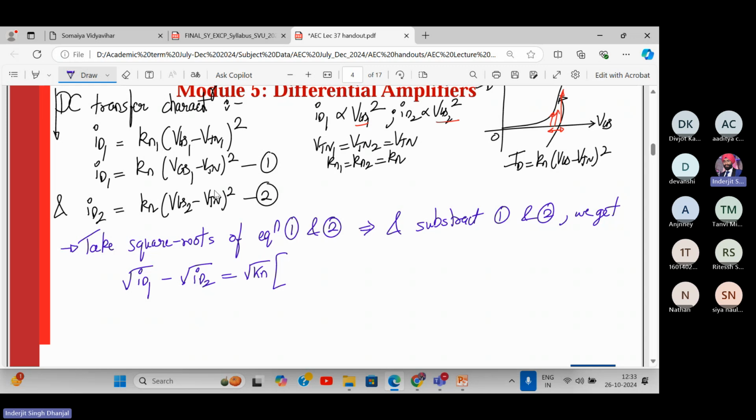Do you agree on this? Or you want me to skip the steps? Only VGS1 minus VGS2 remains. Agree? Yes or no? Yes. Acha. Now what is VGS1 minus VGS2? Can you tell me? Acha, let us bifurcate this. What is VGS1? VG1 minus VS1. Correct? What is VGS2? VG2 minus VS2. So what will be VGS1 minus VGS2? That VS1 and VS2 are same.